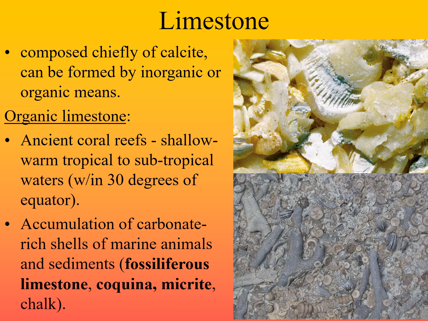And the organic limestones, generally speaking, or predominantly on the surface, are ancient coral reefs. They're shallow, warm, tropical to subtropical waters, usually about 30 degrees latitude above and below the equator, where it's nice and warm. Think Florida to the Bahamas to Barbados, parts of Northern Africa, the Mediterranean, just across that whole equatorial zone. And there are accumulations of carbonate-rich shells of different marine animals and different marine sediments.